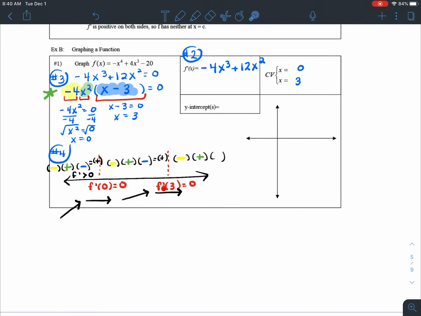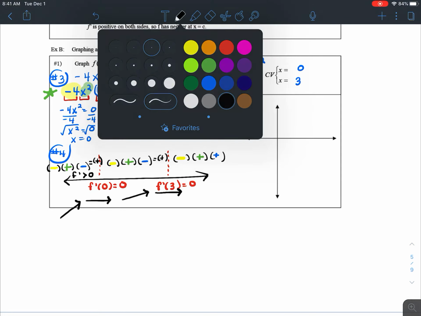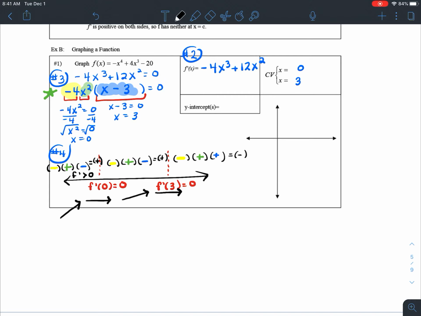Okay, and I have one last one. I need to choose some number to the right of 3. So I'm going to pick 4. If I plug 4 into this factor here, 4 minus 3, that's going to come back as a positive for that factor. So now I'm doing a negative times a positive times a negative. That overall is going to return a negative.